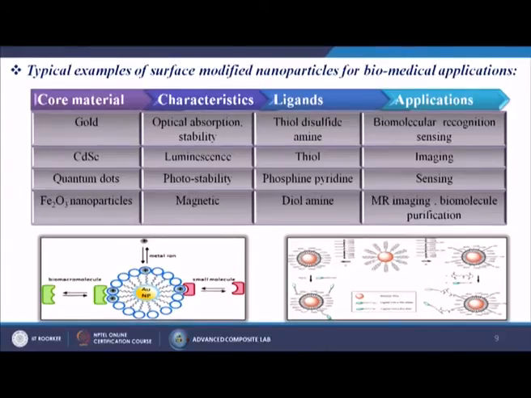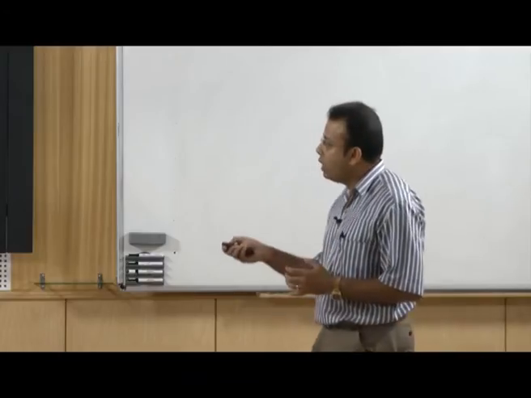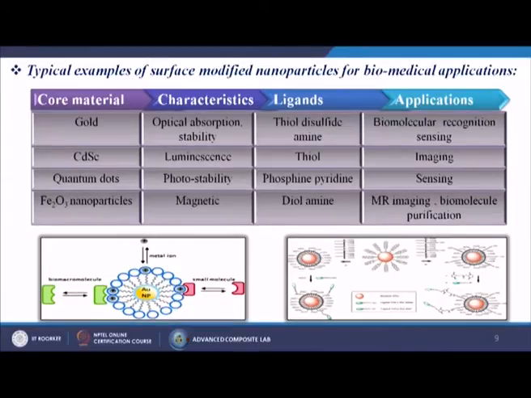biomedical applications. On the left hand side we are discussing the core materials, that is, what materials we are going to use as a base material. Here we are using gold, Ag, cadmium selenium quantum dots, and iron oxide nanoparticles. What are the characteristics? Gold can be used for optical absorption stability, CdSe can be used for the luminescence property, quantum dots for photostability, and the iron oxide nanoparticles for magnetic applications.